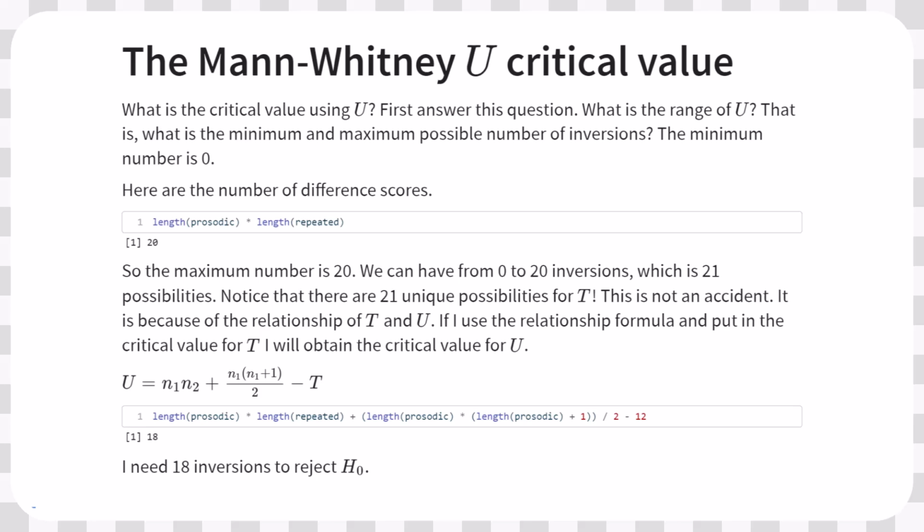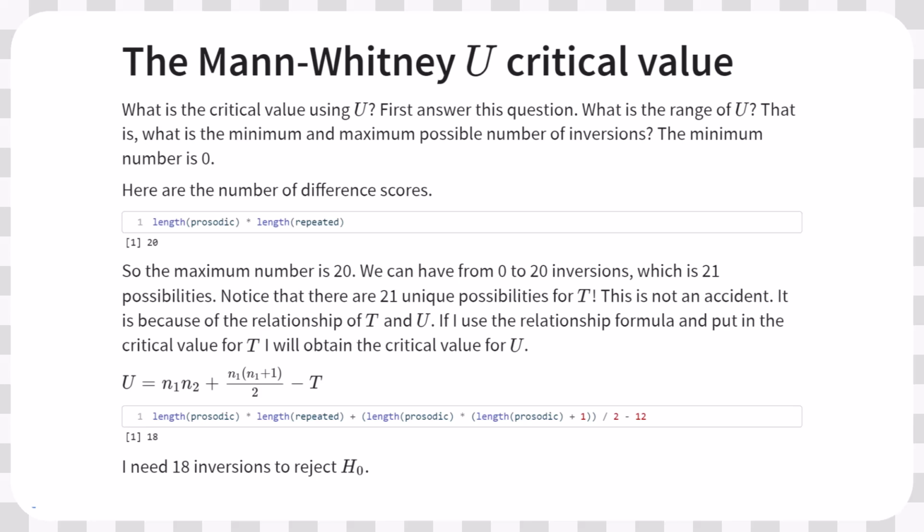Well, first I want you to answer this question. What is the range of U? That is, what is the minimum and maximum possible number of inversions? Remember again that an inversion means that those difference scores are going to be above the hypothesized value. The minimum number, of course, is going to be 0. That is, if none of the differences are above the hypothesized value.